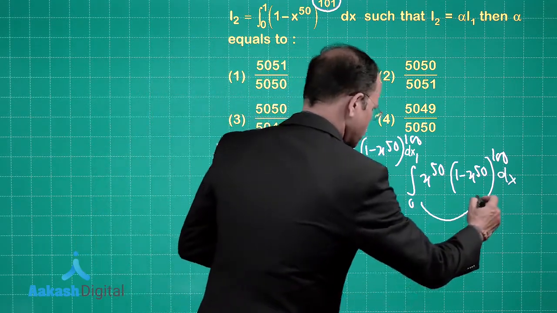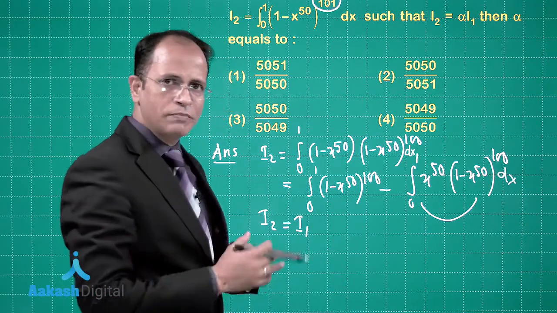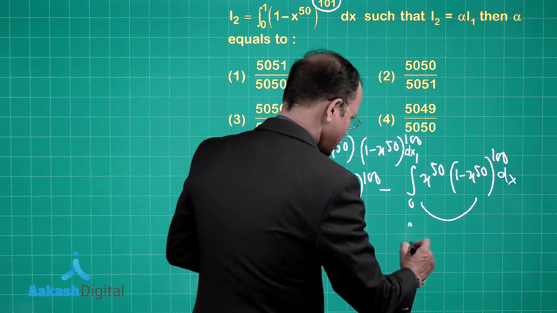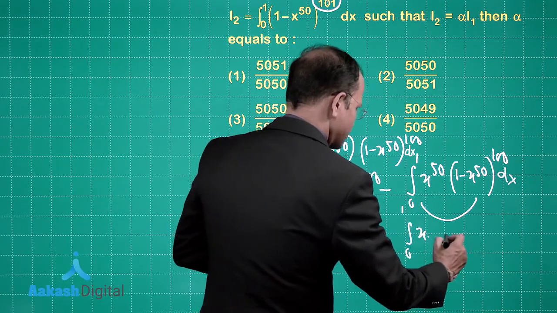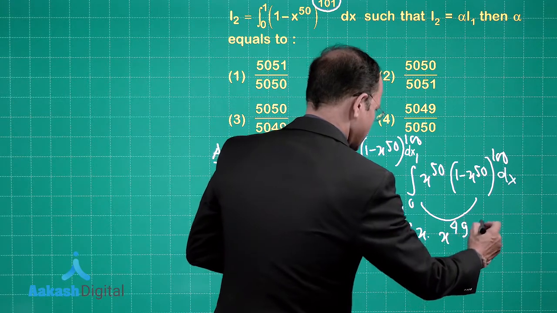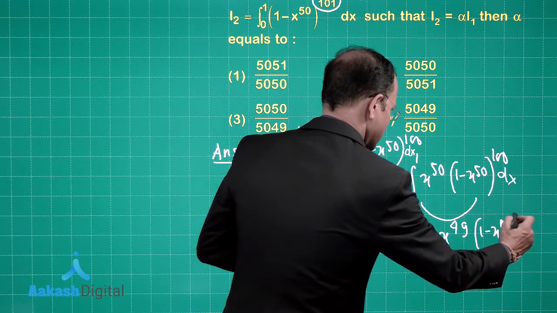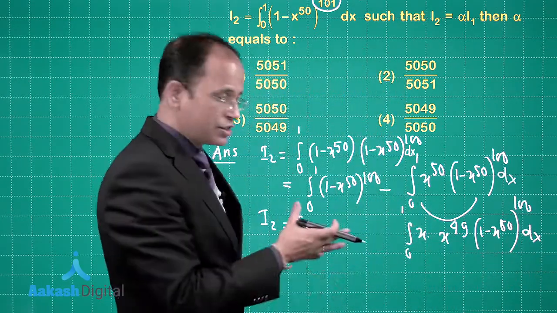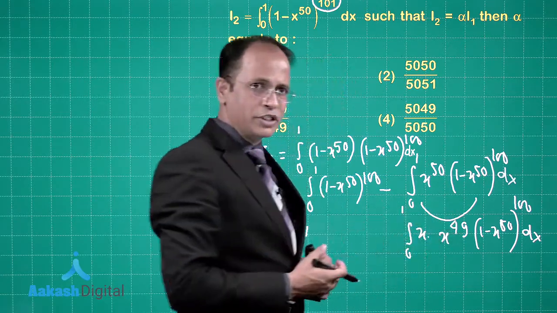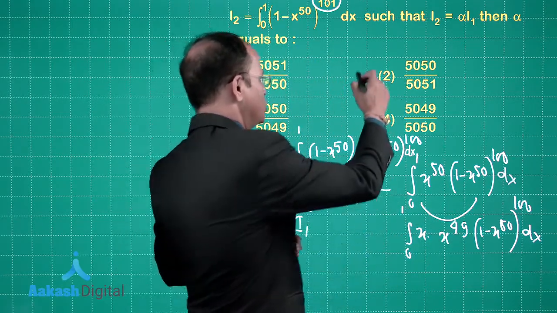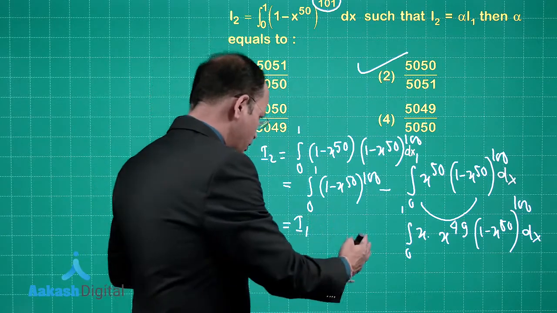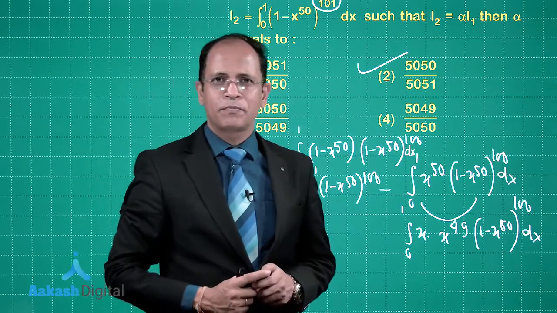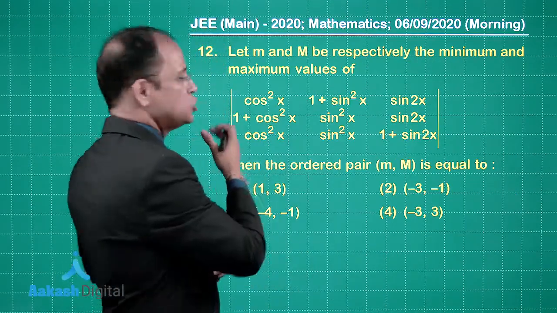So here what we need to do, we need to integrate using by parts. So we can just write this integrand as, say, the integral from 0 to 1 of x times x raised to the power 49, and this is (1 minus x raised to the power 50) raised to the power 100, and this is dx we have. Now here we can just use the concept of by parts and substitution, and we'll get the answer. We can just equate with I2, I1 and this part, and we'll get this part as the answer, the second option.